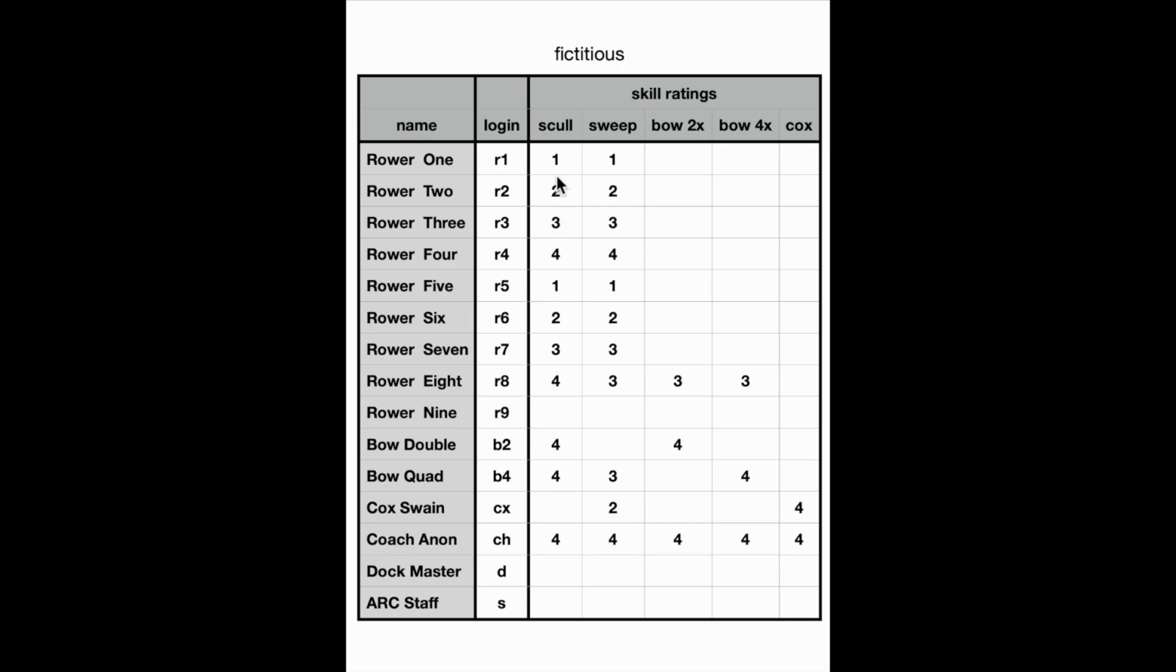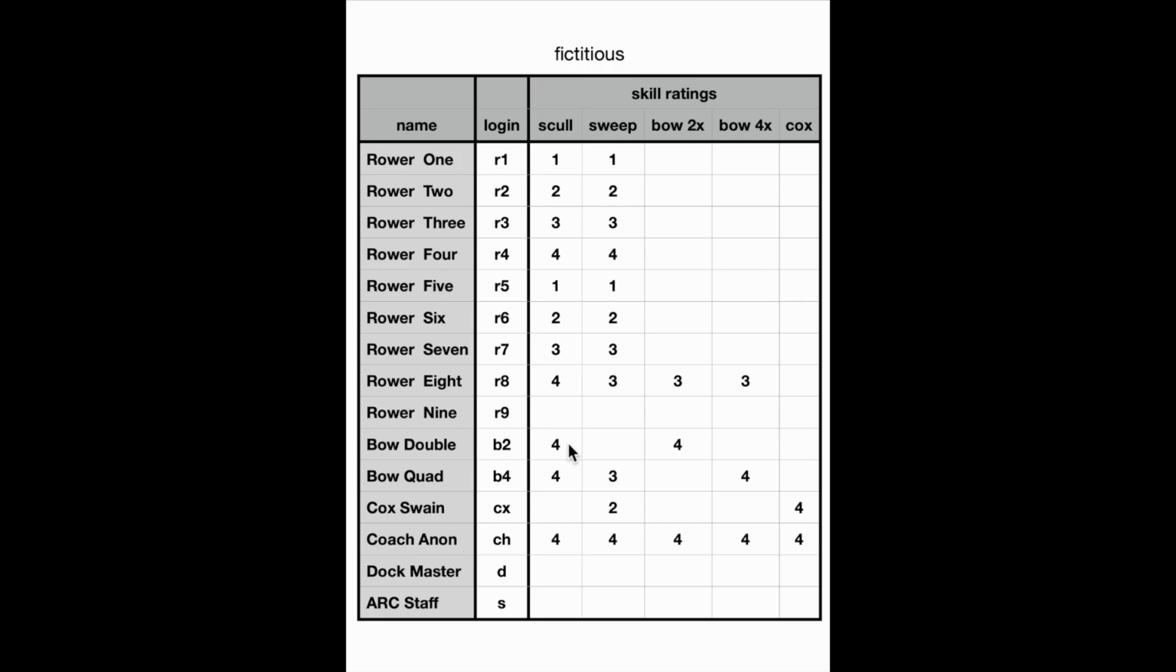And they each have skill ratings. Rower 1 has skill level 1 for sculling and skill level 1 for sweep. Rower 2 has skill levels 2, rower 3, and so forth up to rower 4. Beginning at rower 5, we start over at level 1 and go up to level 4. Rower 9 has no skill rating at all. We'll see what happens when rower 9 tries to take a boat out.